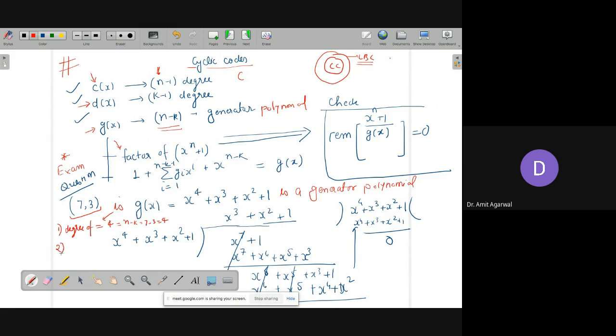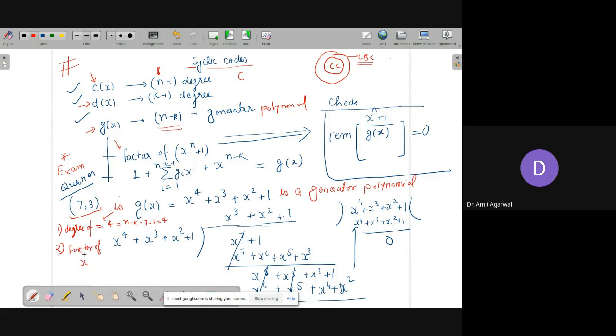The second criterion is that it should be a factor of x to the power n plus 1. So the next step is to check whether this generator polynomial is a factor of x to the power 7 plus 1 or not. To check that, we have to see the remainder of x to the power n plus 1 divided by gx. If the remainder is 0, it means gx is a factor of x to the power n plus 1. So let us check that. We write gx here, we write x to the power n plus 1 here, and we divide it.